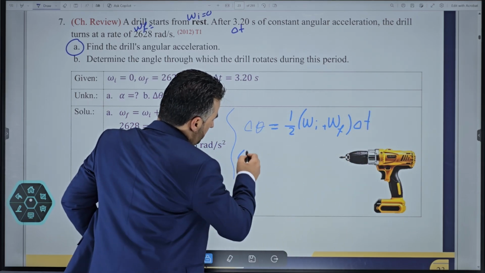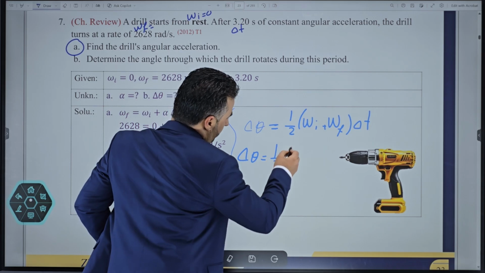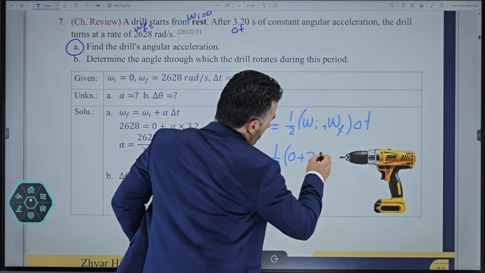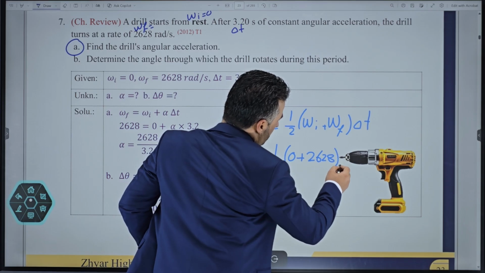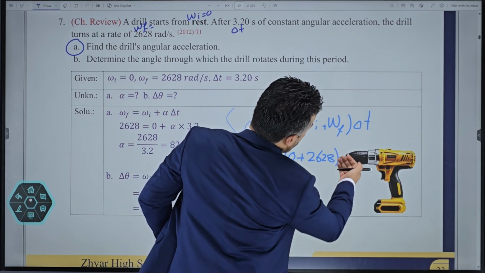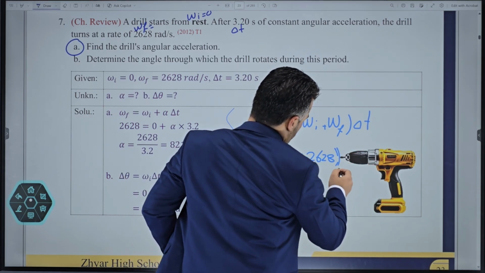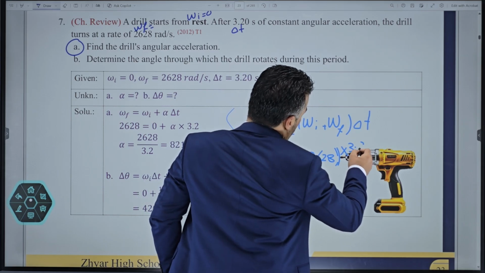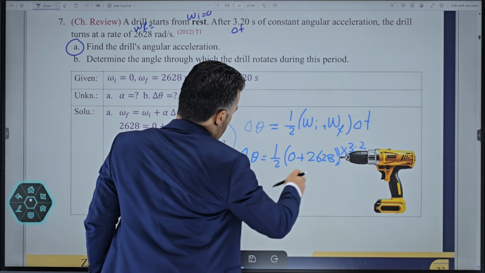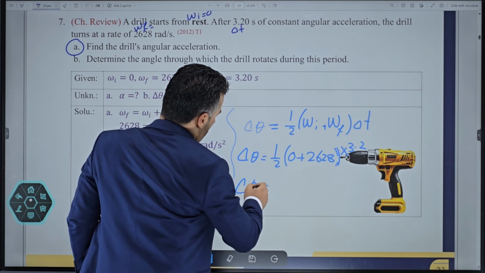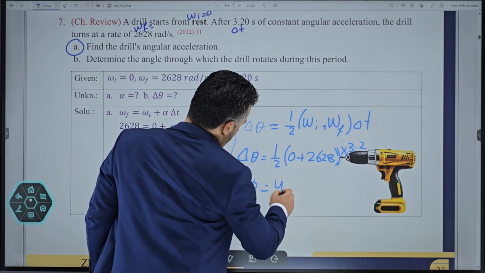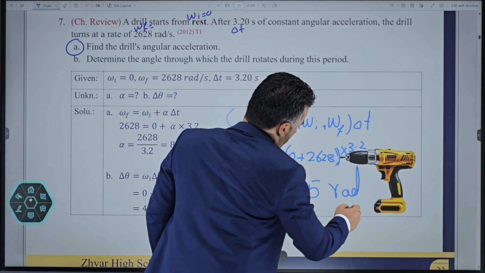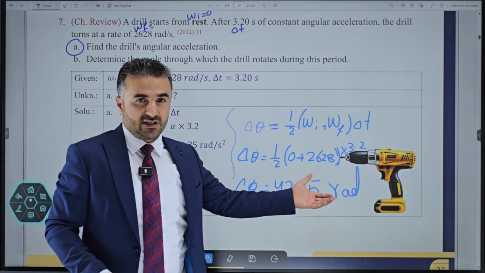All right, once again, delta theta is equal to 1/2. What is initial? We said it is 0. What is final? That is 2628. Times the time, what was the time? 3.2 seconds. Now all you have to do is the math, and you'll find the angular displacement, which is going to be 4,205 radians. That is the answer at this point.